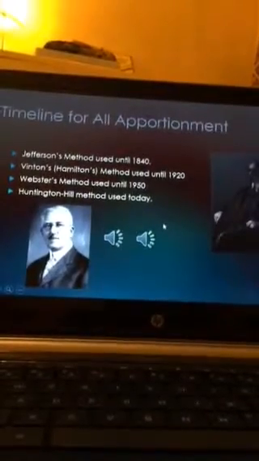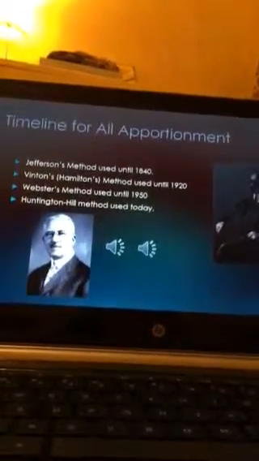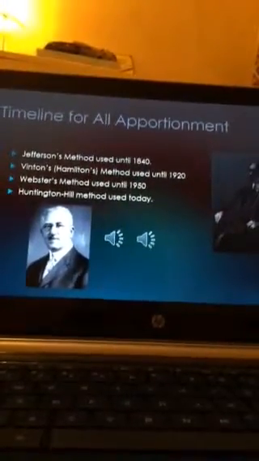As you can see, apportionment has changed throughout the years. These methods are changing ever so rapidly with our world as the world continues to grow.